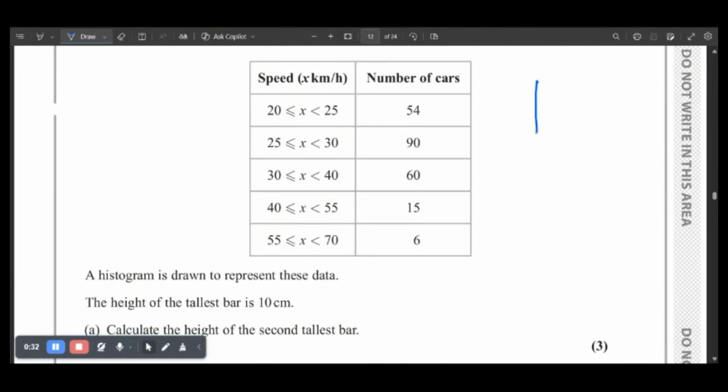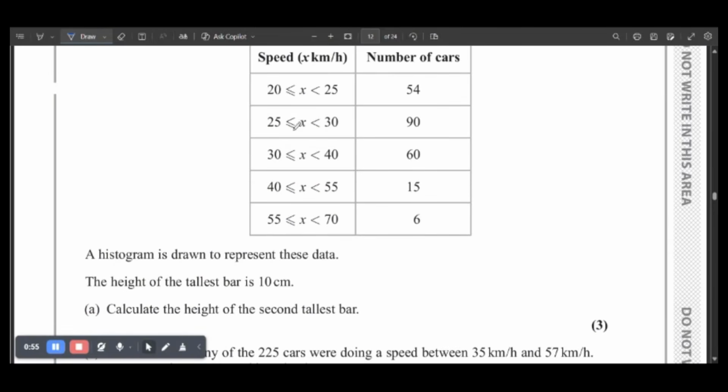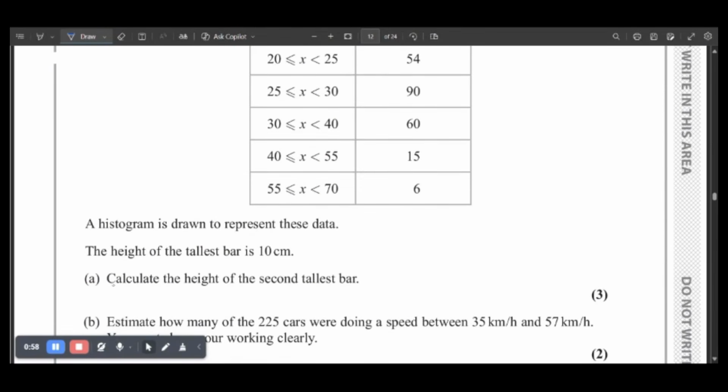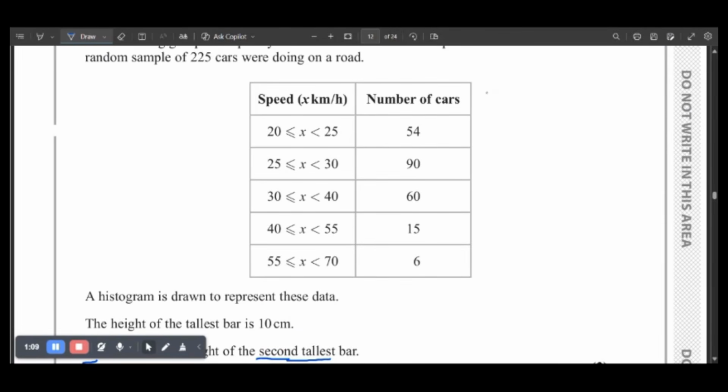We know in a histogram the y-axis, or the vertical axis, represents the frequency density. So if we can find the frequency density of each class, we can compare them to find out which bar is the tallest, which bar is the second tallest, or the third tallest, and so on. In part A, we have to find the height of the second tallest bar. So at first we can find the frequency density of each class.